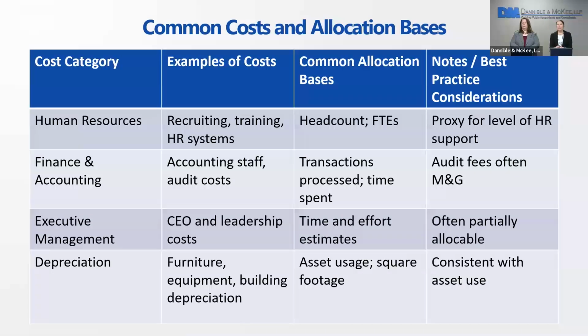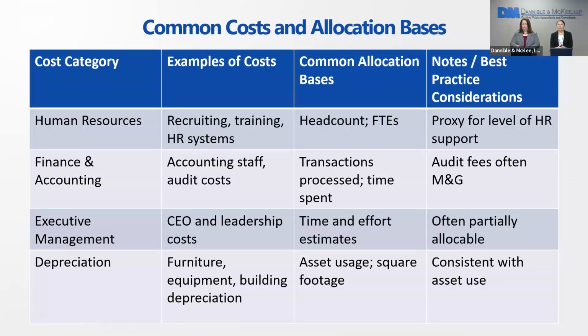Looking at executive management, CEO and leadership costs would fall under this category, and are often based on time and effort estimates, and they're often partially allocable. So what that means is there's going to be a portion of executive management that will always be management and general, with few exceptions, and the rest would be allocated between your programs and fundraising based on that time and effort.